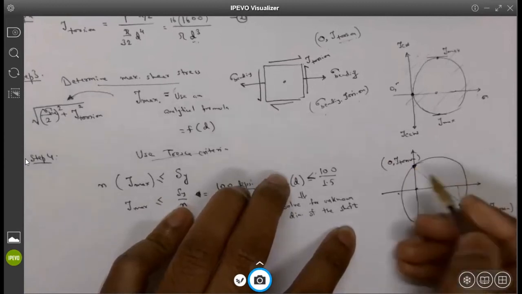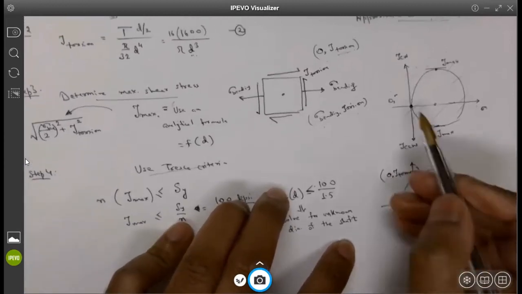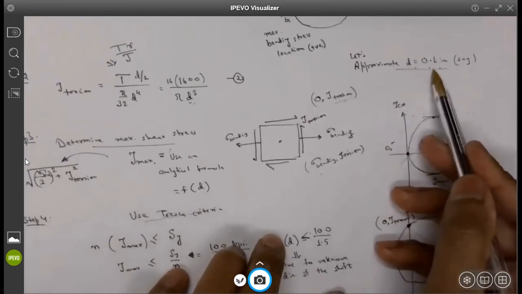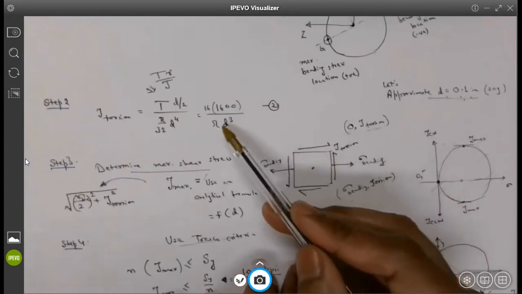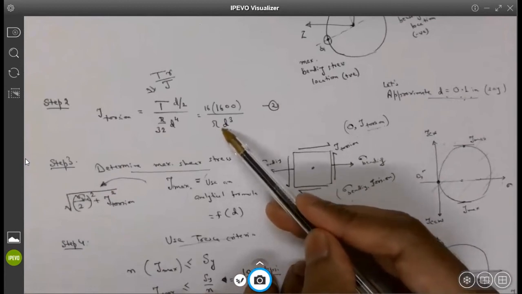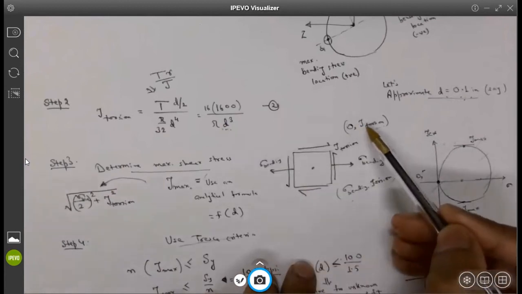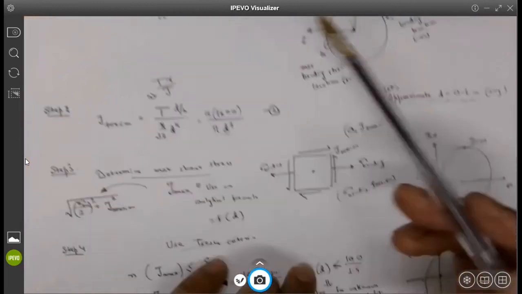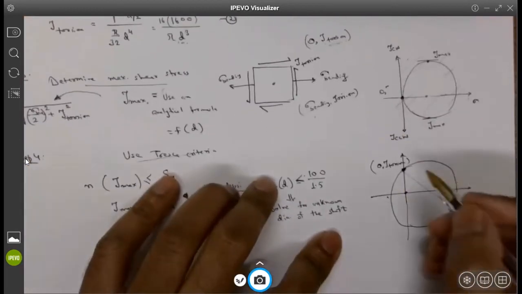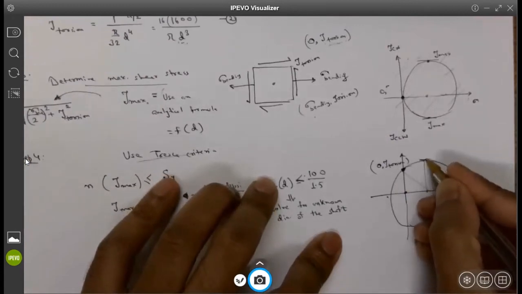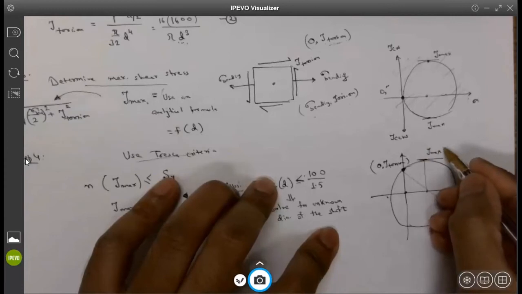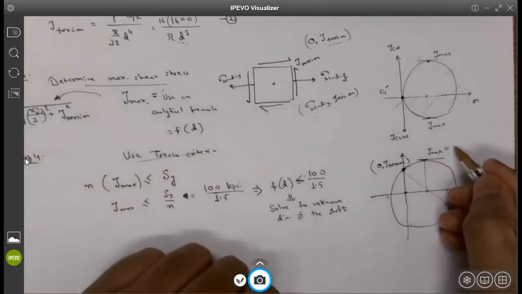Having these 2 points, why do I know these 2 points? Because I approximated D as 0.1 inches. So I know what the shear stress due to torsion is, and I know what the normal stress due to bending is. So I know these numbers, I can draw a Mohr circle, and from there I can find what my tau max is. Let me know if you guys are following it or not.